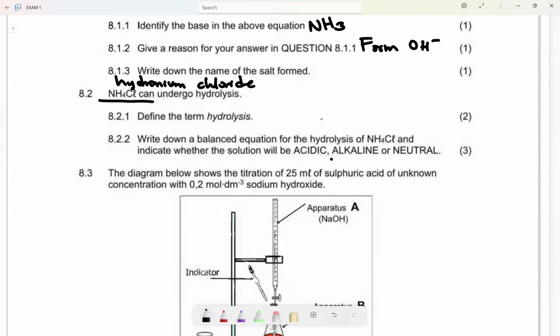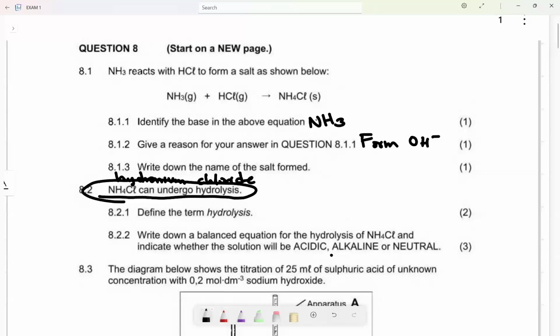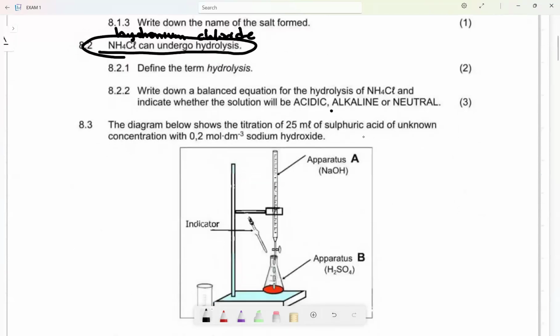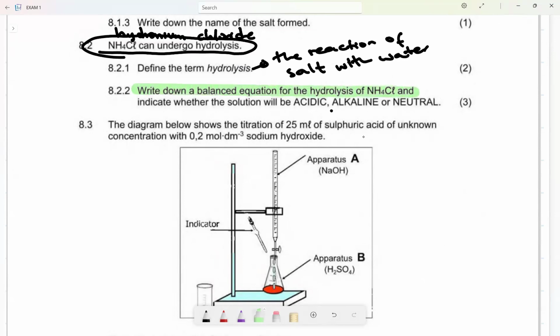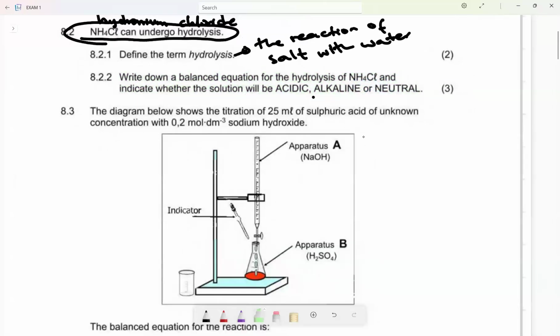Now, they say NH4Cl can undergo hydrolysis. Remember, the salt that can undergo hydrolysis is from a strong acid and a weak base. HCl is a strong acid, and ammonia is a weak base. So they say define hydrolysis. Hydrolysis is the reaction of salt with water. Straightforward. Now they say write down a balanced equation for hydrolysis of NH4Cl. Indicate whether the solution is acidic, alkaline, or neutral. So I want us to do it here.